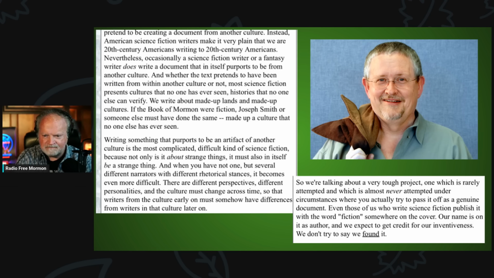Great line there, Orson. And when you have not one, but several different narrators with different rhetorical stances, it becomes even more difficult. There are different perspectives, different personalities, and the culture must change across time, so that writers from the culture early on must somehow have differences from writers in that culture later on. Yeah, I think you'll struggle to find that in the Book of Mormon between Nephi and Moroni. But nevertheless, he's putting forth the test, and I think the test is valuable.